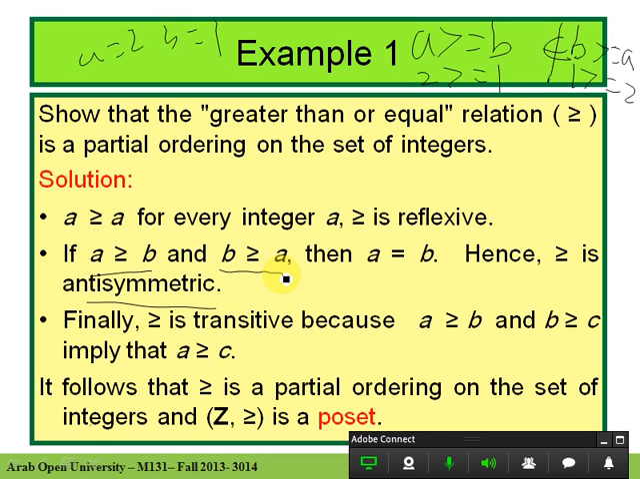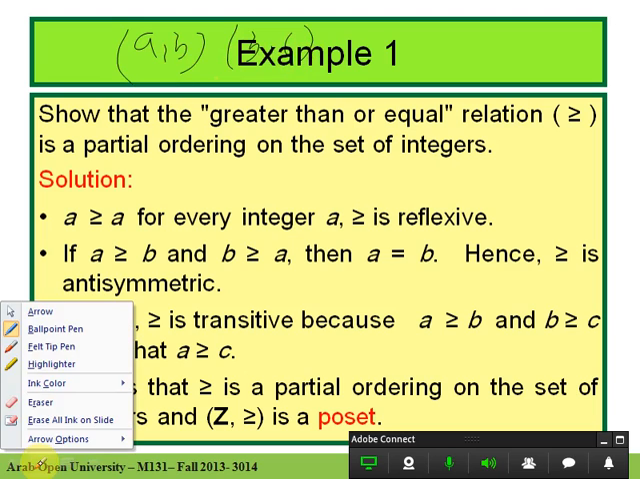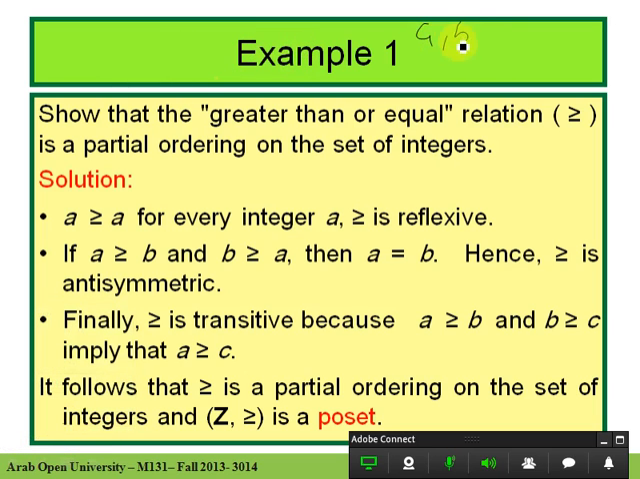So it is anti-symmetric. Then finally you have to prove transitive. Transitive, what you have to prove? If you have A comma B and B comma C, then there should be A comma C, right? So if there is A greater than or equal to B and B is greater than or equal to C, then A is greater than or equal to C by closure property, right?